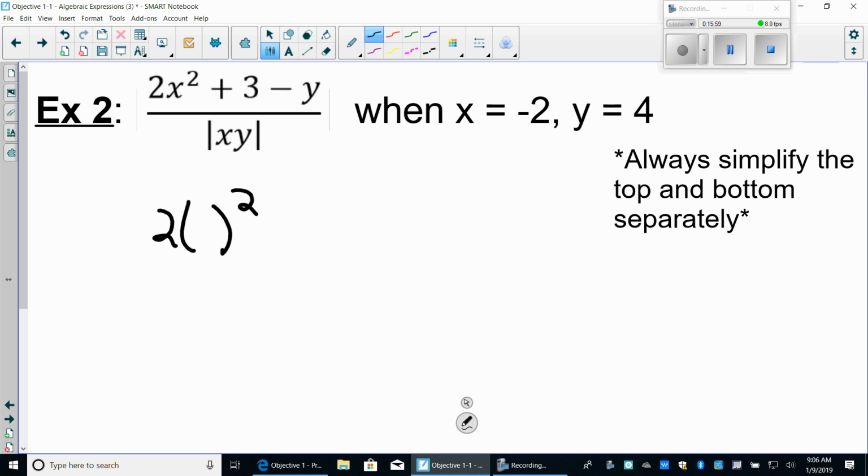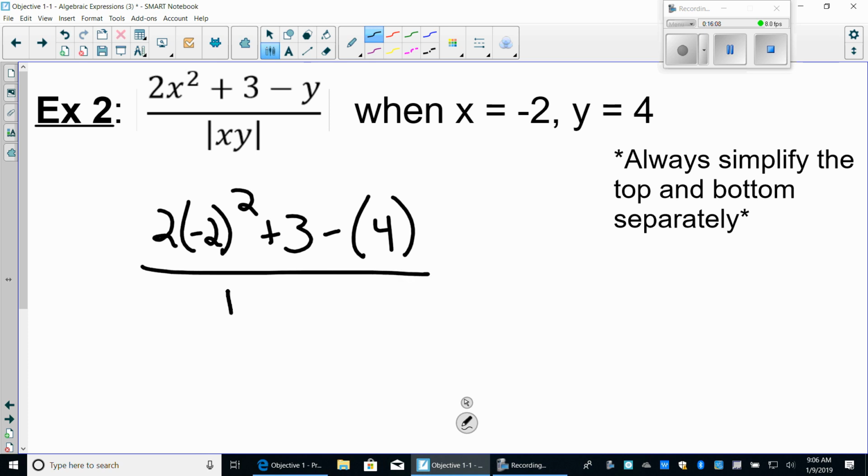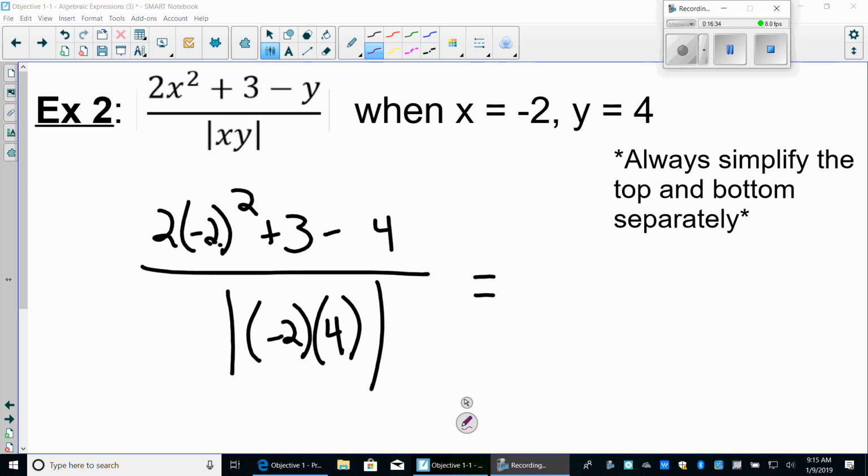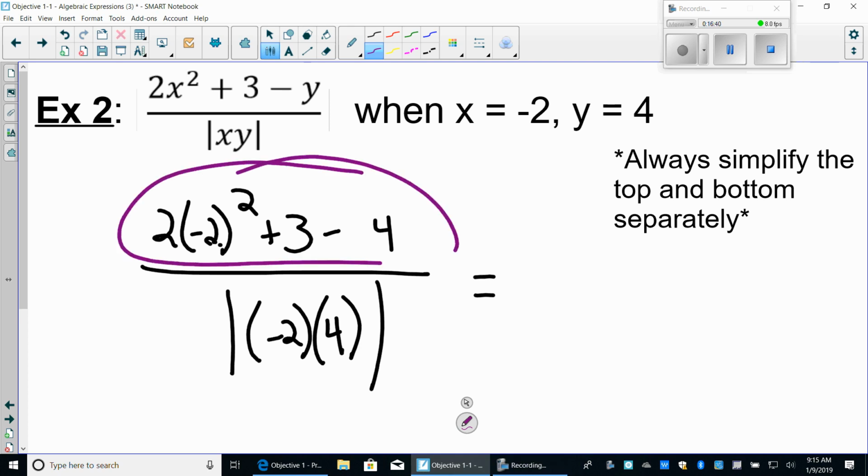Here we go. So we're going to plug in -2 here, plus 3, minus, and I'm going to use a set of parentheses, 4. Divided by the absolute value of -2 times 4. So far, so good. All right, so here's a question. How do you work a fraction? You work the whole top, you work the whole bottom, and then you divide. Y'all want to try it on your own? All right, go for it. I'll hit pause. Let's do the top first. When we work a fraction, we work the top first, then we work the denominator.